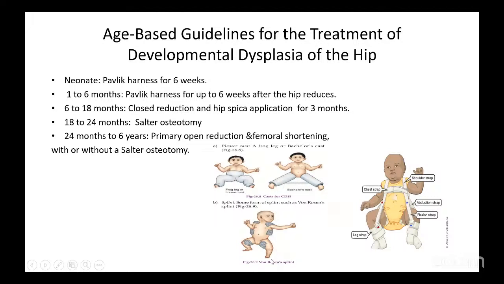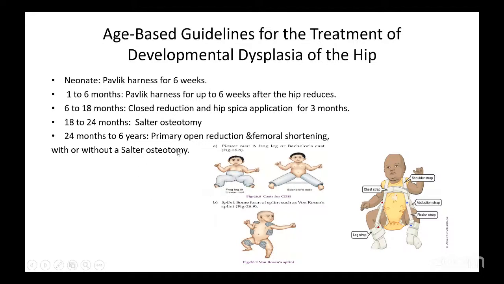And another splint is the Van Rosen splint. So these are the two splints. One is the Pavlik harness, another is the Van Rosen splint. Another method is the conventional POP method, by frog leg cast or Lorenz cast. Another one is a bachelor cast. Bachelor cast is applied in knee extension, whereas frog leg cast is applied in knee flexion.